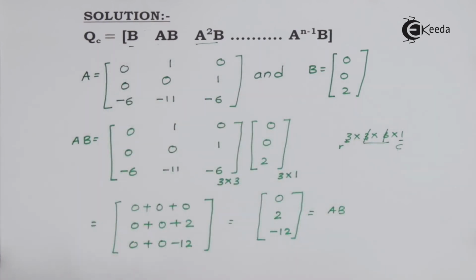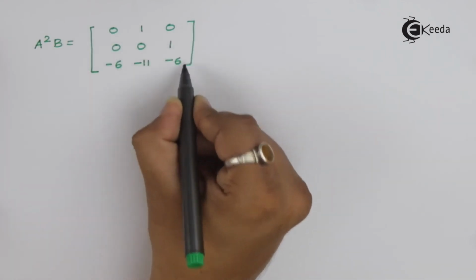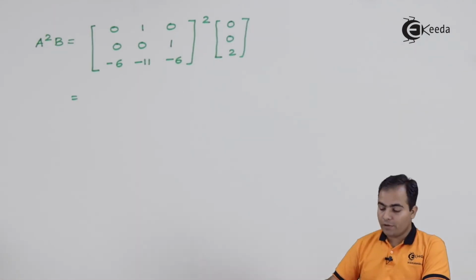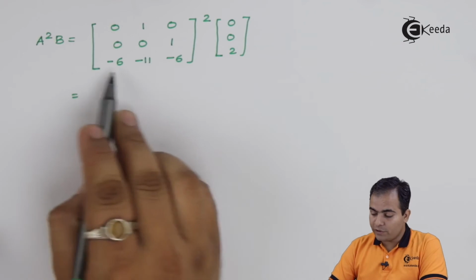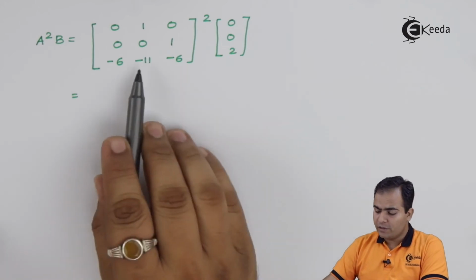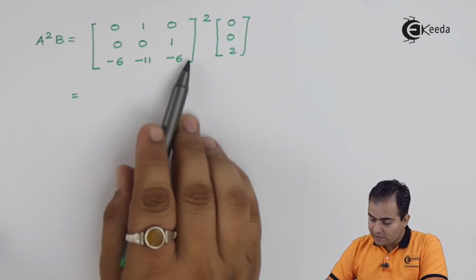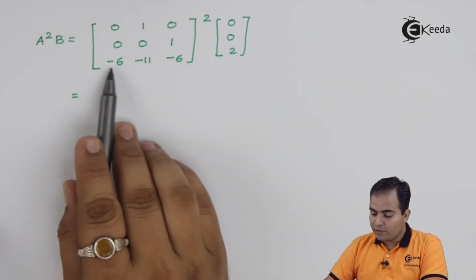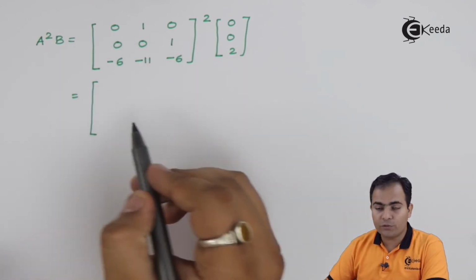Now we will find out A square B. Now what do we want? We want to find out A square into B. A square means we have to find out the square of this A matrix. So what will be the square? You can use a calculator also, or else you can simply do the multiplication of two A matrices. Means if A is multiplied with A, then the answer is A square. Means multiply the same matrix with itself, and then whatever the result is, just multiply it with B. I'm going to use a calculator so that you will directly get the answer. So I'm going to write the answer of this squared matrix, that is A square.